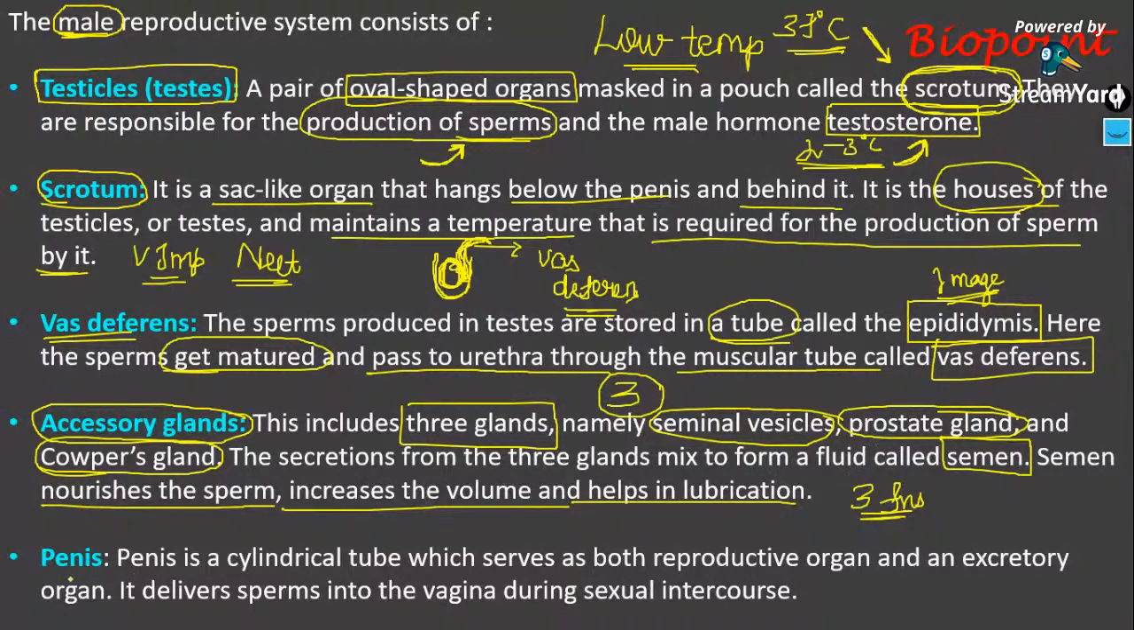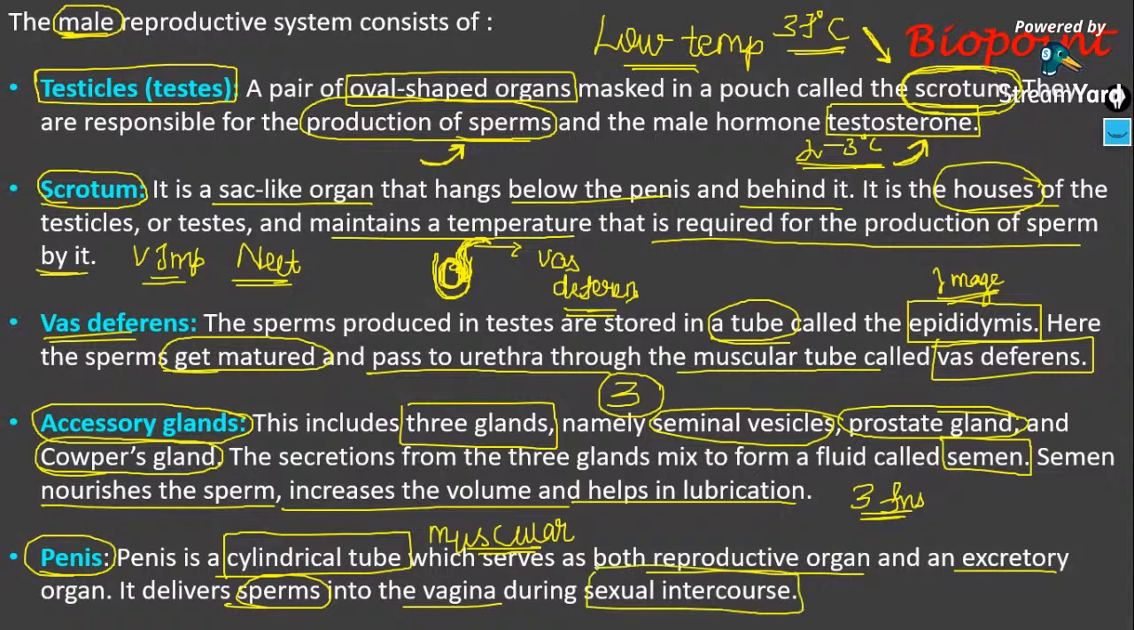The last organ as per your 10th standard syllabus is the penis, which is a cylindrical muscular tube. It is highly vascularized, containing blood vessels, and serves as both a reproductive organ as well as an excretory organ. It delivers sperms into the vagina during sexual intercourse.